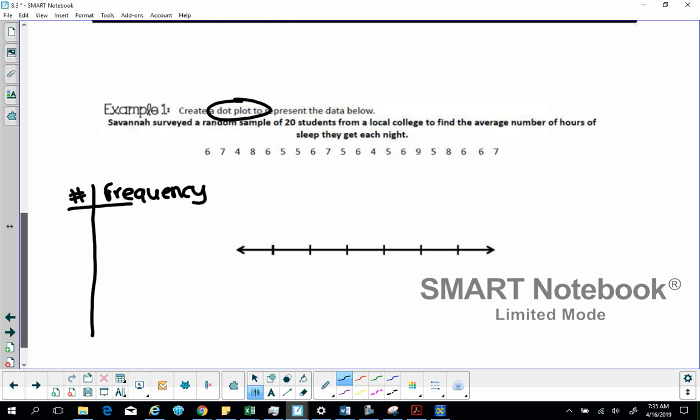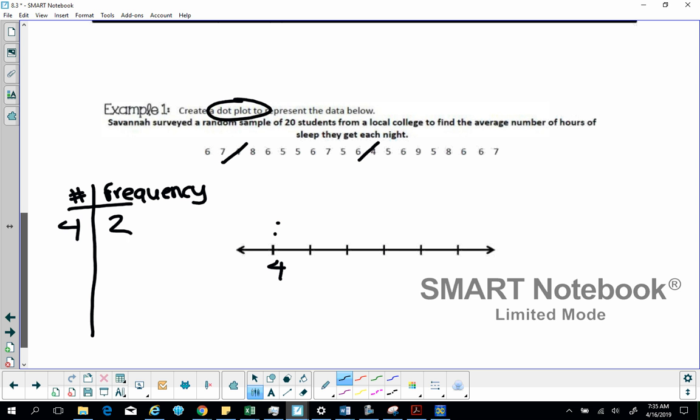What's the smallest number we see here? Is 0 there? What's the smallest number? 4, I think, right? So 4, and then how many 4s are there? 1, 2, that's it. Good. So the frequency would be 2. When I do my dot plot, I would put 4 right here because that's the smallest, and I put 2 dots.